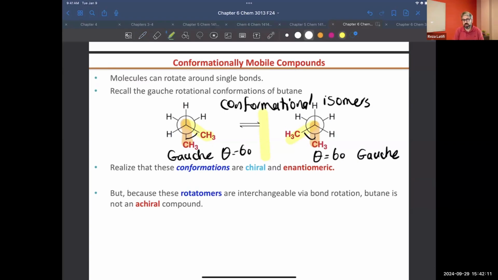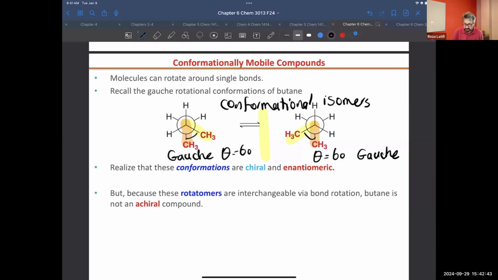Okay, so should I call them enantiomers? Until now, yes, we can call them enantiomers, but because we have a single carbon-carbon bond, rotation around a single carbon-carbon bond is feasible. It's really easy. You cannot separate those two conformational isomers from each other. You will always have 50-50 of both of them, and the solution will not be active.